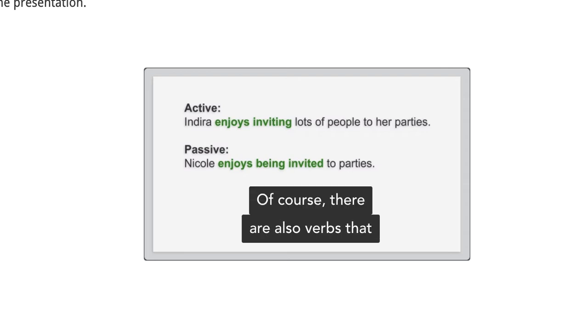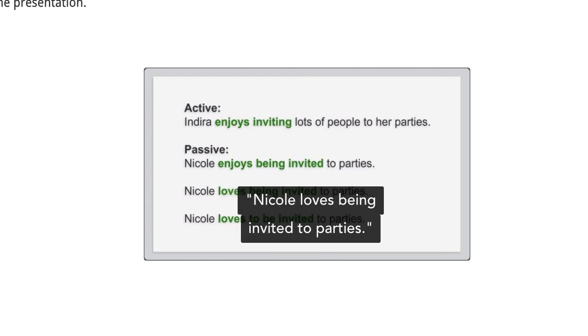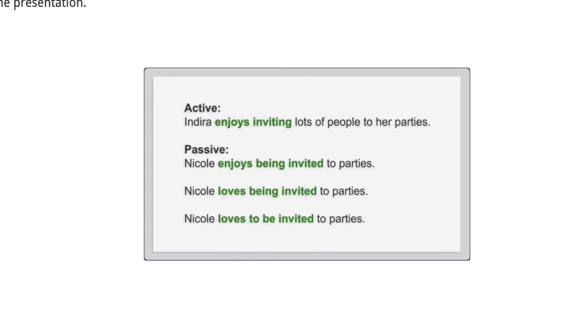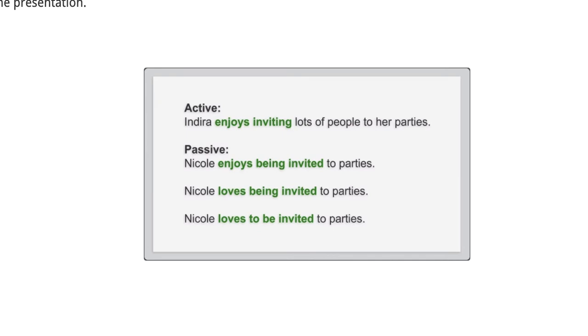Of course, there are also verbs that can take either a gerund or an infinitive. You can use a passive gerund or passive infinitive. Nicole loves being invited to parties. Nicole loves to be invited to parties.